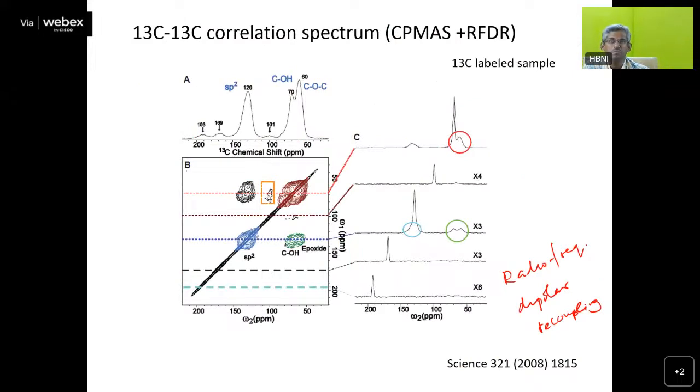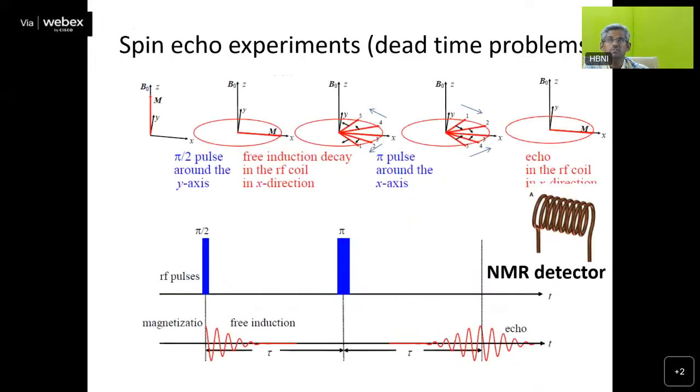So for the time being, I will stop the 2D NMR. Then we will take maybe another slide. I will explain to you on one or two slides, and then I will stop. Maybe two to three minutes I will take, and then I will finish.